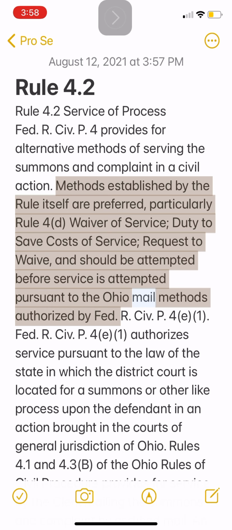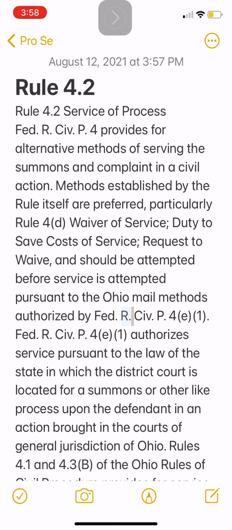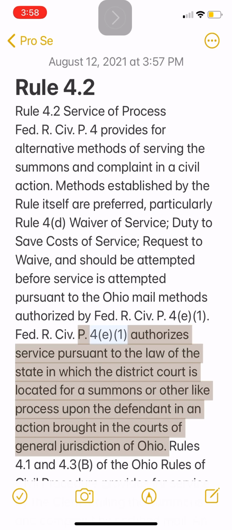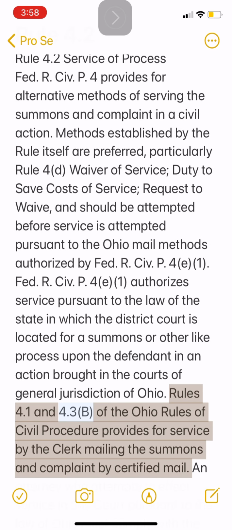Pursuant to the Ohio mail methods authorized by Fed. R. Civ. P. 4(e)(1), Fed. R. Civ. P. 4(e)(1) authorizes service pursuant to the law of the state in which the district court is located for a summons or other like process upon the defendant in an action brought in the courts of general jurisdiction of Ohio. Rules 4.1 and 4.3(B) of the Ohio Rules of Civil Procedure provide for service by the clerk mailing the summons and complaint by certified mail.